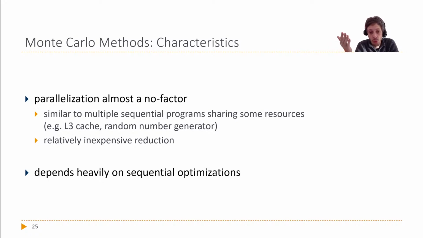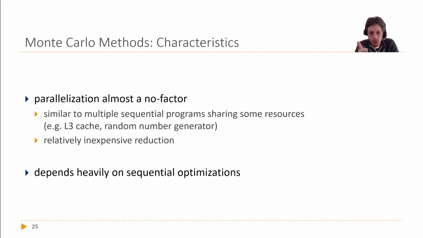If you didn't switch to a random number generator that is reentrant, or if you actually use a reentrant random number generator that, however, uses locking, because you could also just make a critical region, then you have a shared resource, and then, of course, it's no longer running just individual independent sequential programs because you have resource contention. Other than that, the reduction at the end is usually quite inexpensive, and the only thing you really can do here is optimize the sequential code as much as possible.